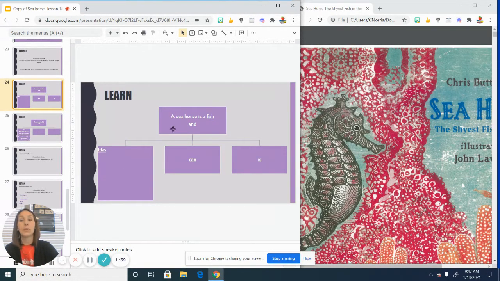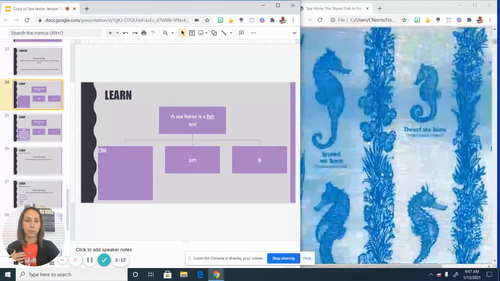So this says a seahorse is a fish and has, a seahorse is a fish and can, a seahorse is a fish and is. So we're going to work together to fill in these categories with facts that we've learned from the text. So when I think about this first one, the has, what are some of the features that a seahorse has? And actually, we can look right here and see a picture of the seahorse. What are some things that you remember learning about what a seahorse has?